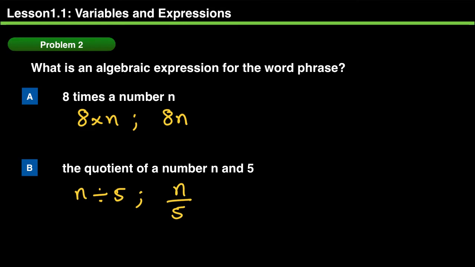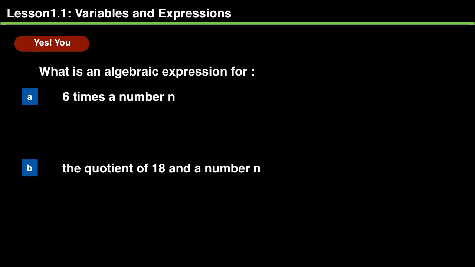So, let's try it out. Let's try a few more problems now. Yes, you can. Give a try. Go ahead, hit the pause button, solve these problems, and then you can play it to check your work. What is an algebraic expression for 6 times a number n? So 6 times, multiplication. So 6n. Good. Next, the quotient of 18 and a number n. Quotient, mathematical operation symbol, division. So 18 divided by n, or it can also be written as 18 over n.